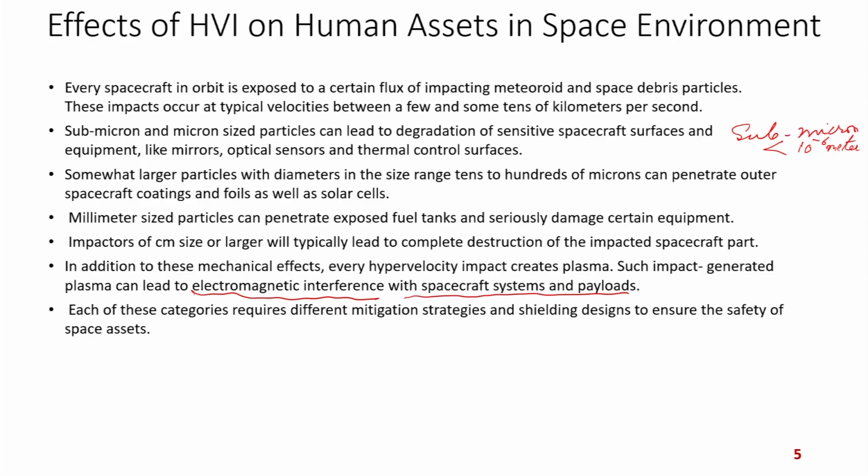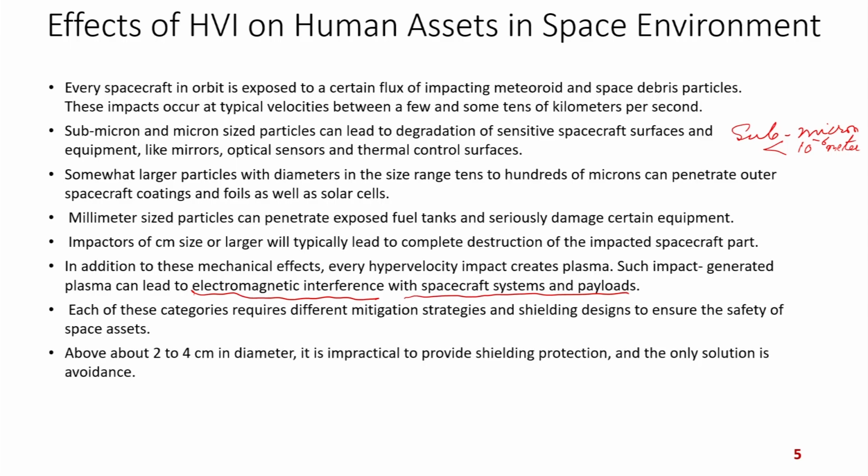There is some shielding, and there are other ways also to mitigate this problem. We will discuss this one by one. When the particle size is above 2 to 4 centimeters in diameter, it is impractical to provide shielding protection, so the solution is avoidance. There is a collision avoidance mechanism: when the particle is a few centimeters or bigger, it can be observed by sensor systems, and then the spacecraft can be maneuvered so that those collisions are avoided.